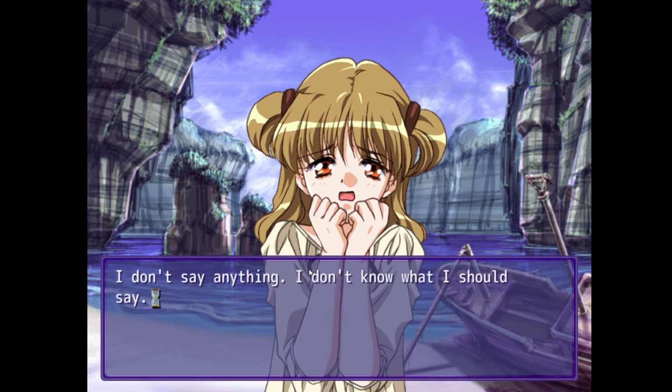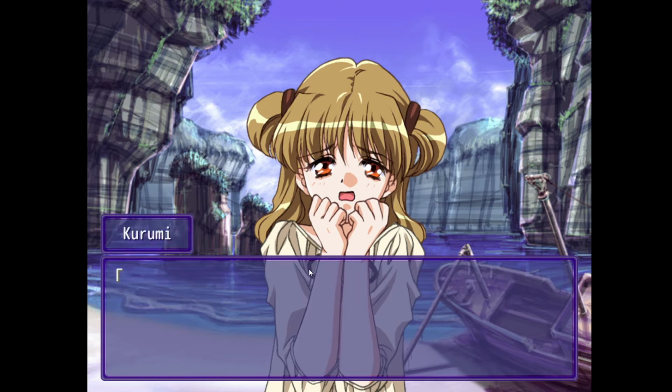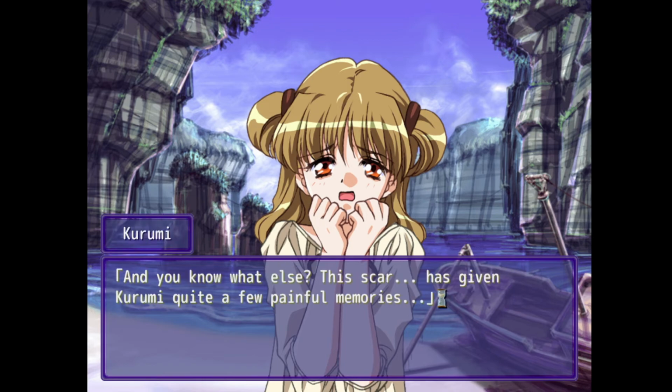I don't say anything. I don't know what I should say. After hearing Kurumi's unexpected confession, all I can do is silently listen to her story. And you know what else? The scar has given Kurumi quite a few painful memories.